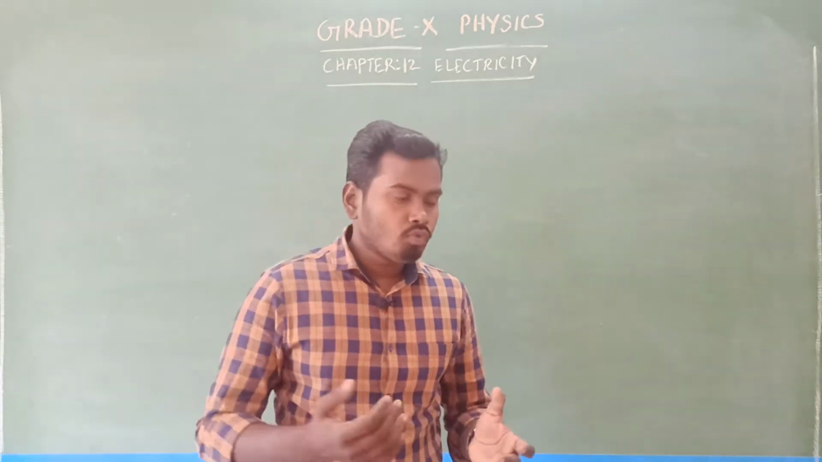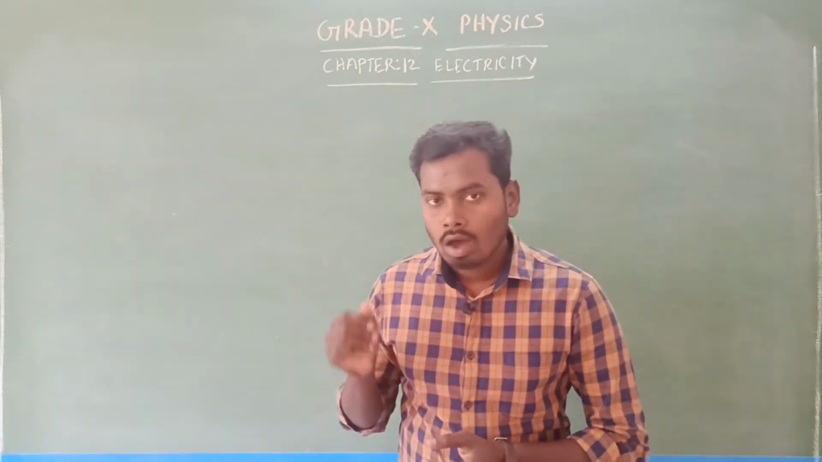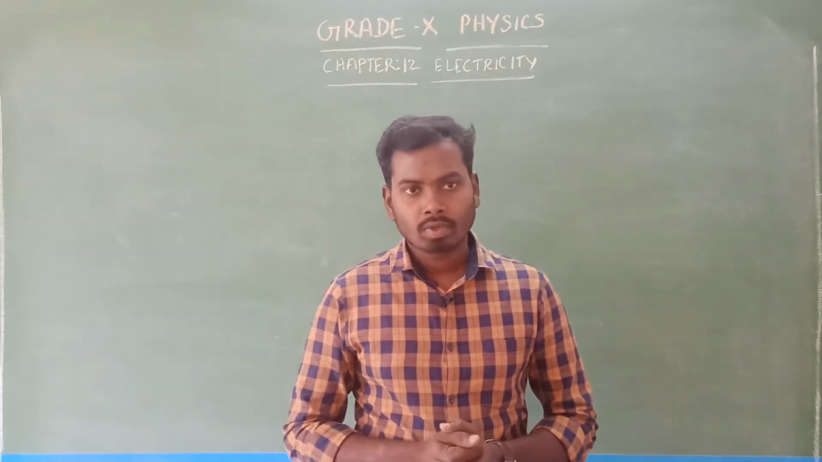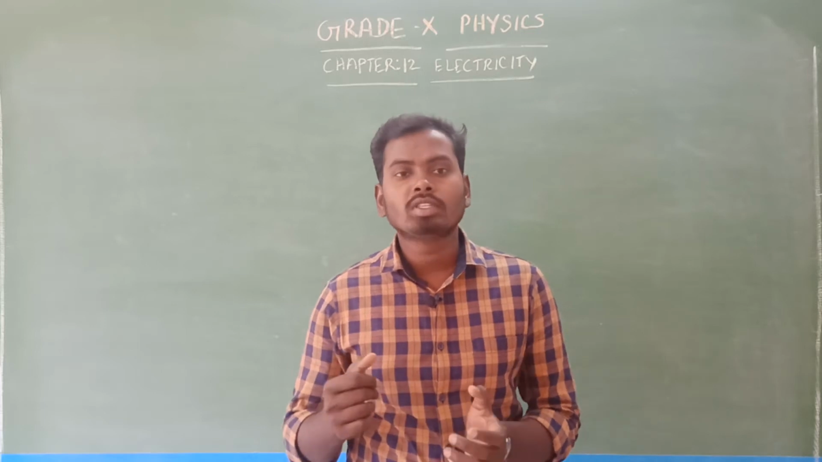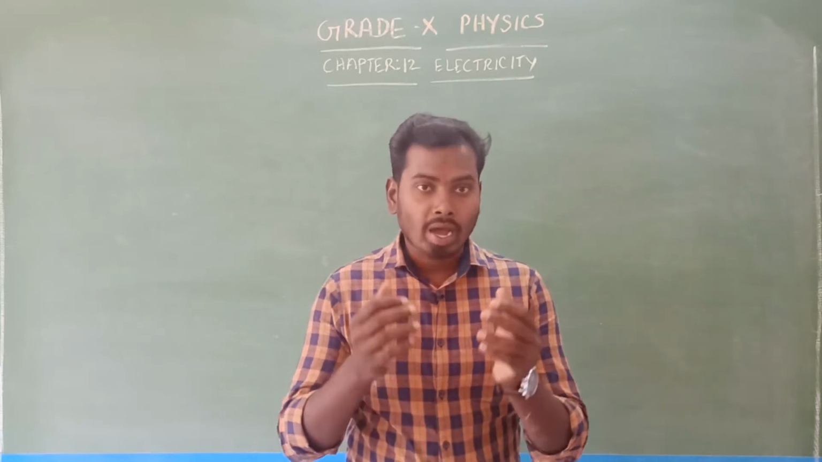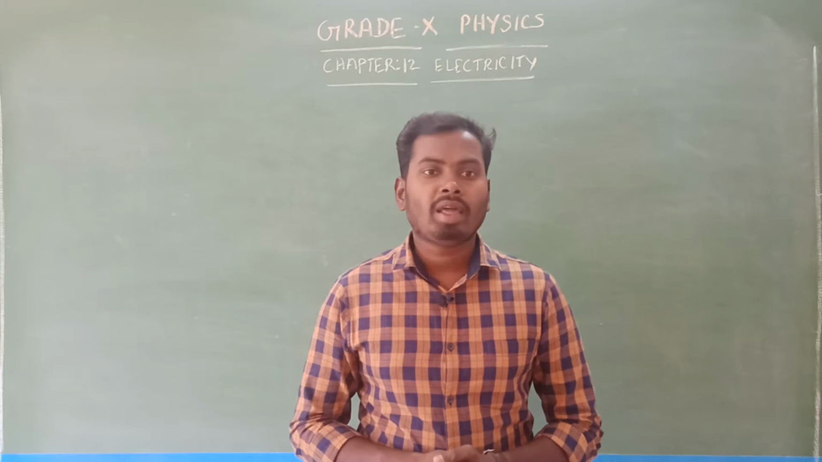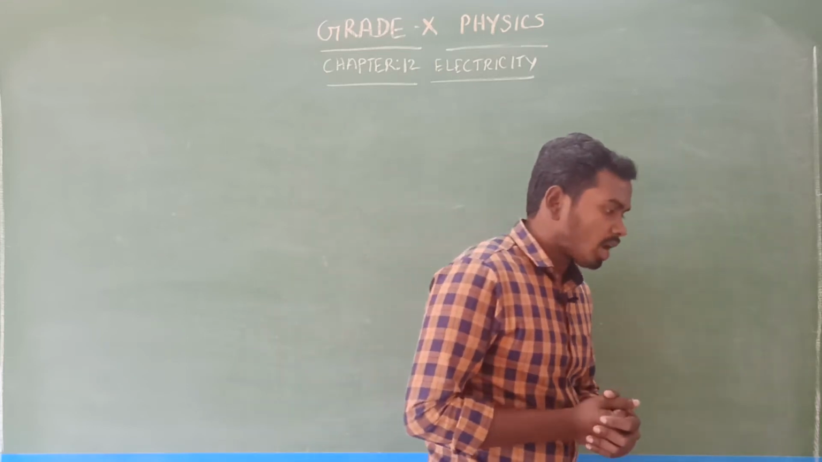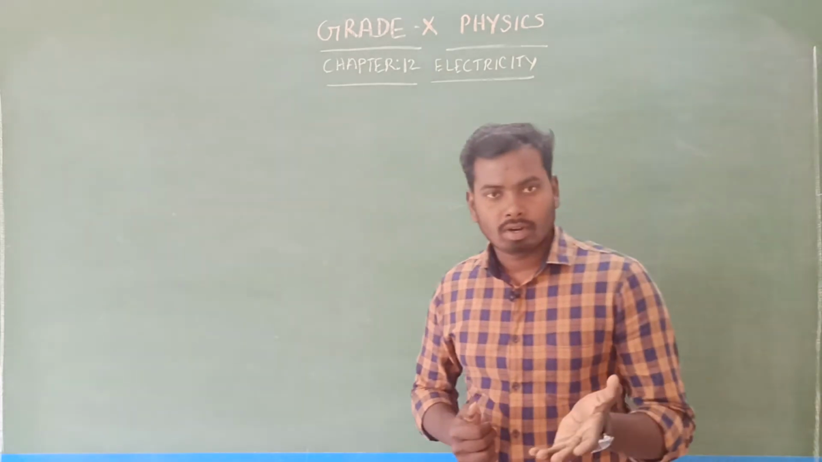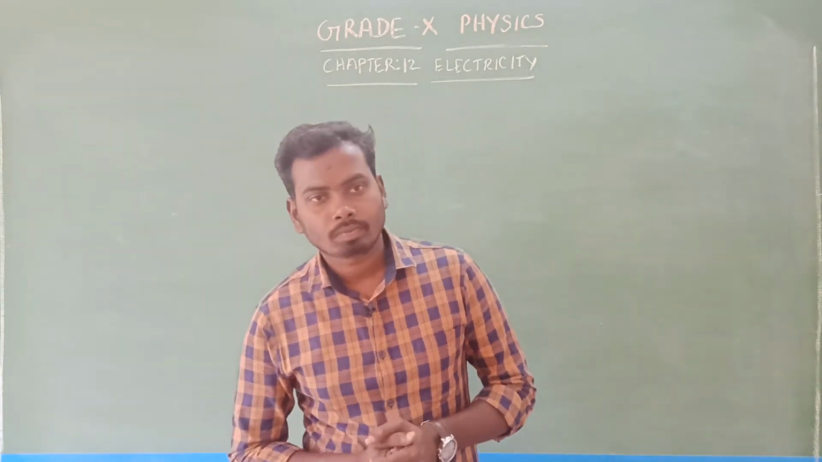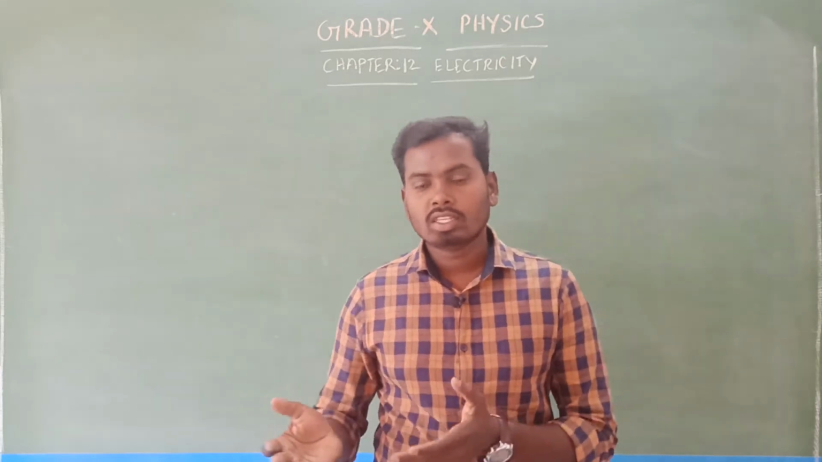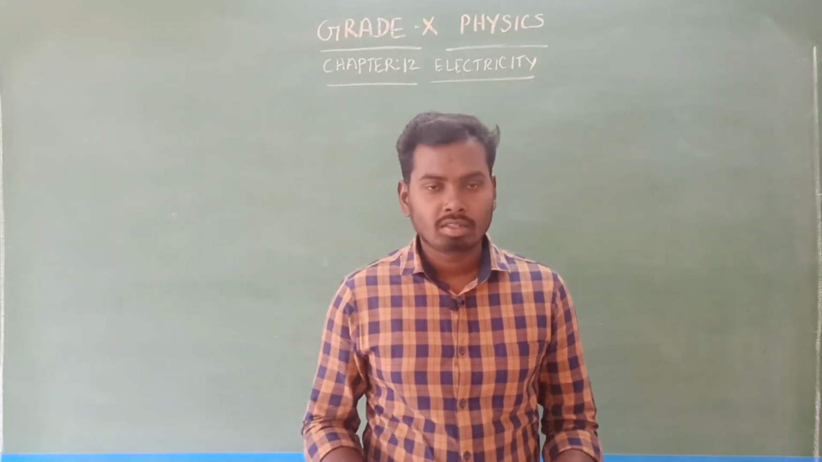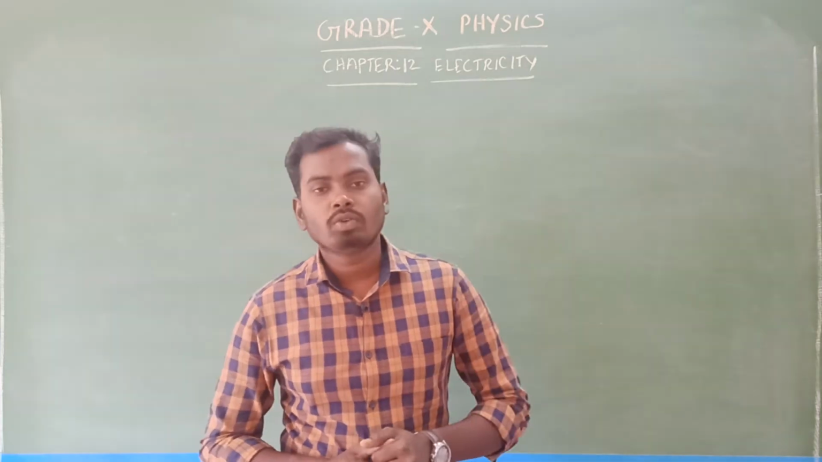So we can say that per second, the amount of electrical energy transferred, or otherwise the amount of electrical energy consumed by an electrical appliance, is called electric power. Is it clear, students? Very easy. Electric power is equal to work done divided by time.